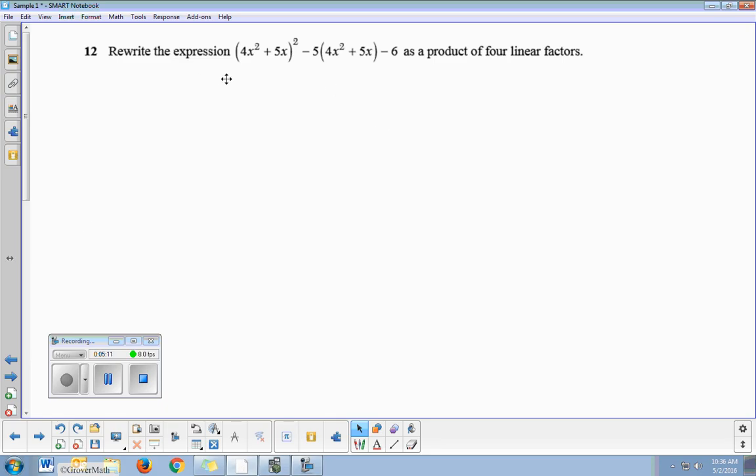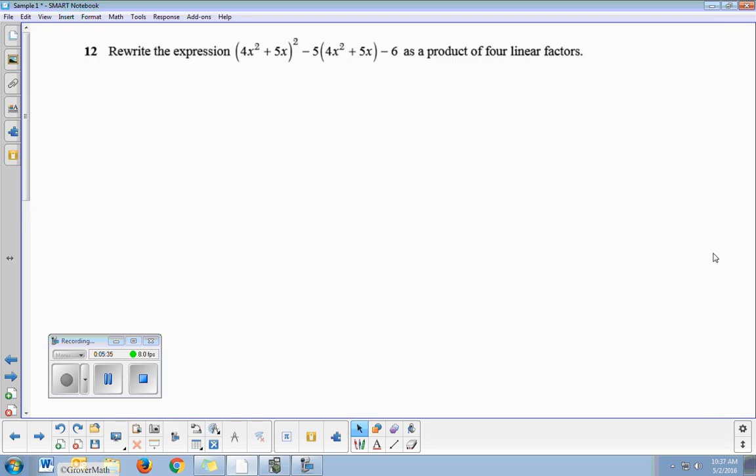Rewrite the expression (4x² + 5x)² − 5(4x² + 5x − 6) as a product of four linear factors. All right, there's two ways to do this question, a very long way and a very short way. Let me show you the shorter.